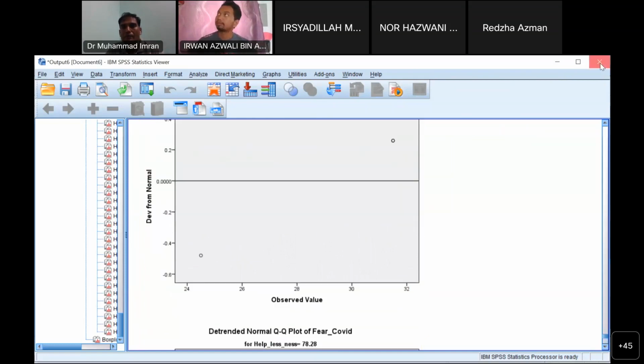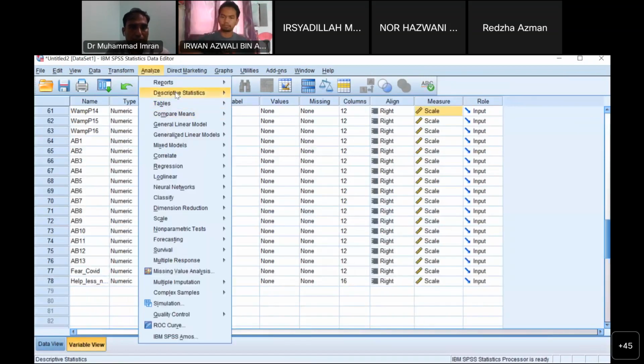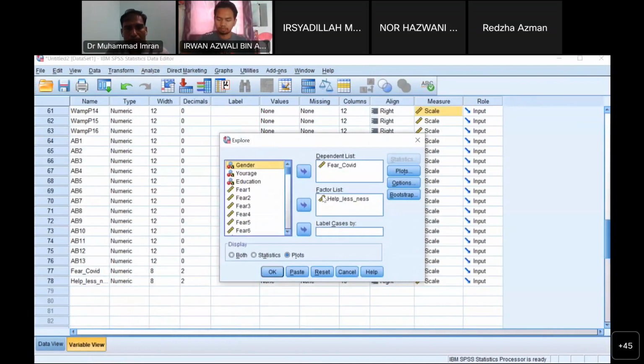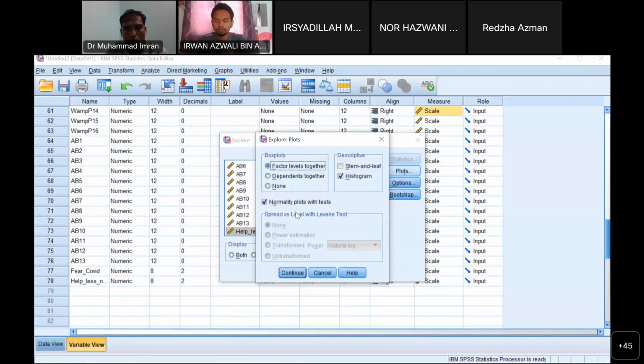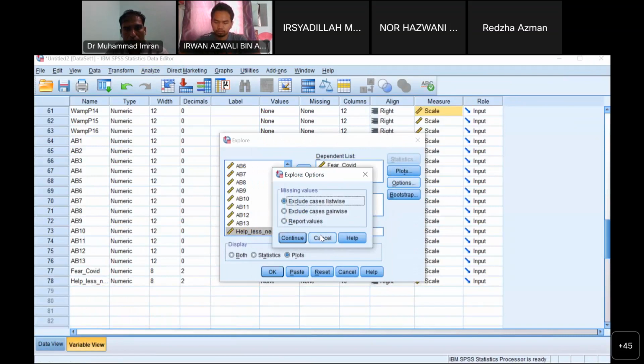Anyway, I'm going to use one by one. Let's see. Descriptive, explore. Only one by one. Histogram, 7. Continue. Option.